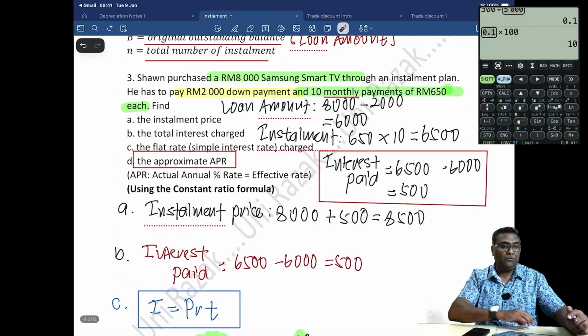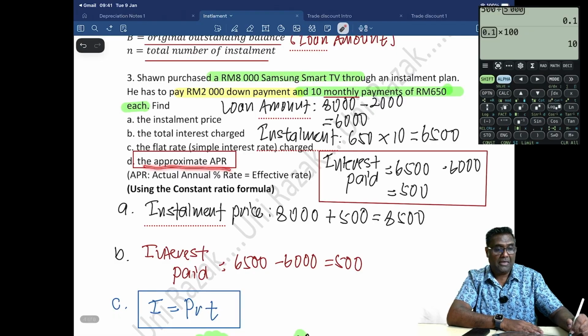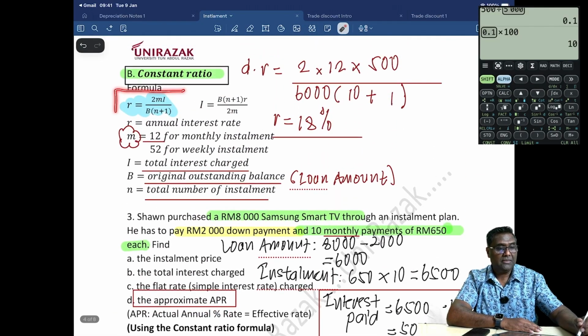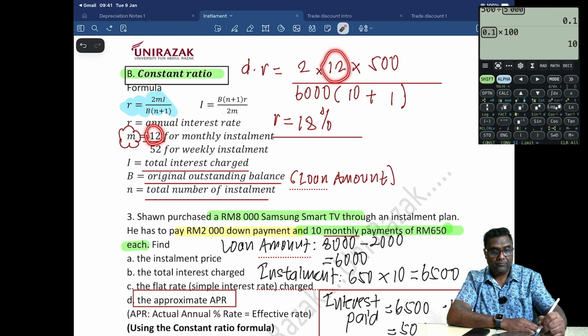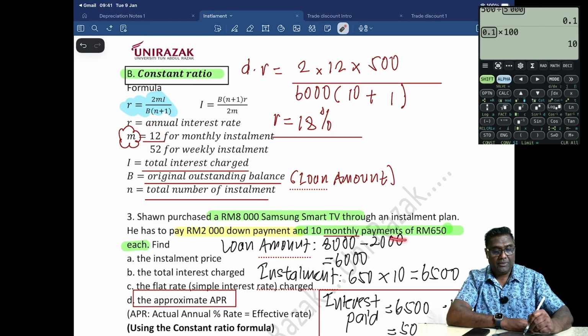But what if I want to find out the rate as per APR, the actual annual rate? The formula that is going to function is this: 2 times M. M is referring to, if I'm paying monthly, M should be 12. Ours is monthly, so that's the reason why M is 12. If it is weekly, then we use 52. But it's never installment in weekly, always monthly.